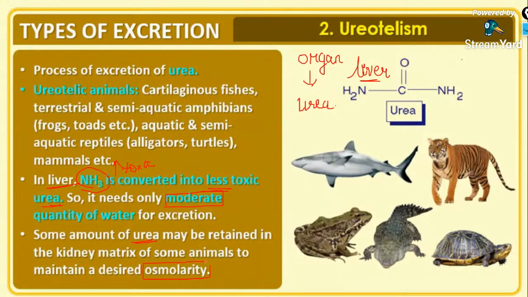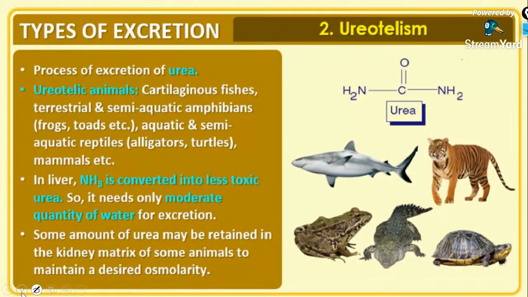What is osmolarity? A balance between the water and the electrolyte concentration. In everybody's body, we have a balance for everything, right? So in order to maintain an osmolarity, what happens? Some amount of urea might be retained inside the body of the organism itself.